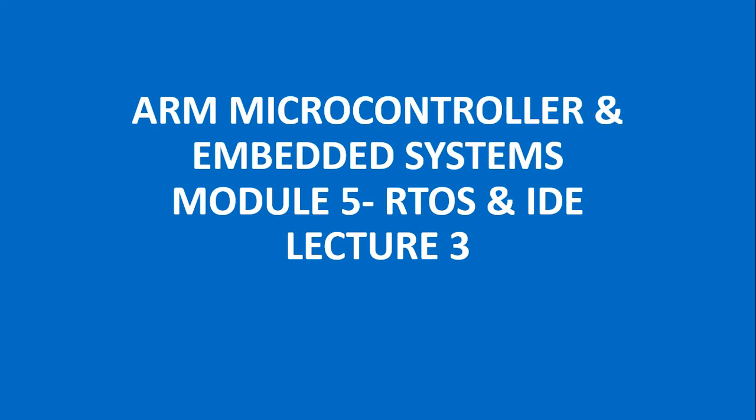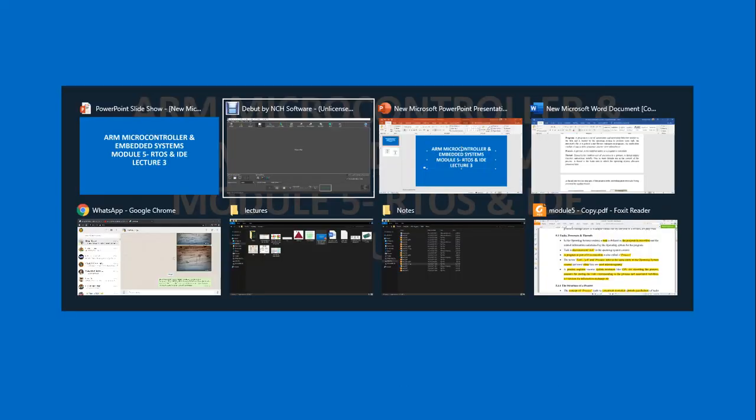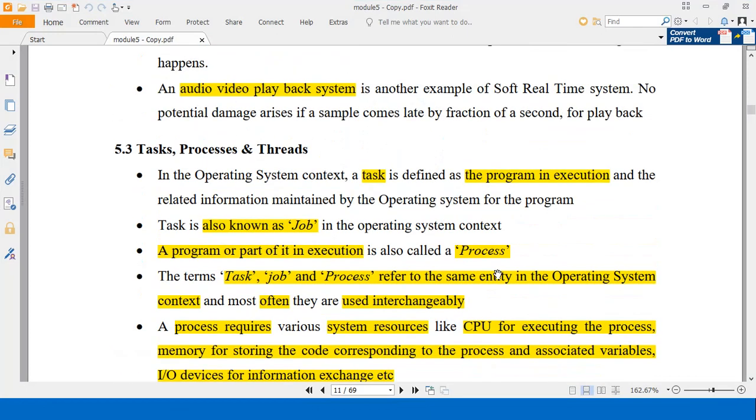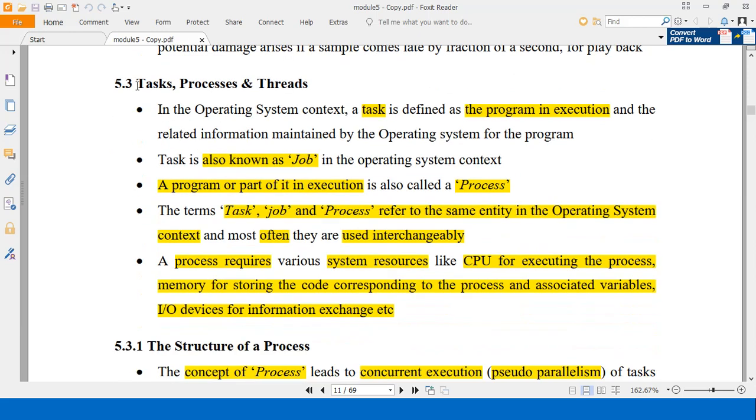Welcome to lecture 3 on module 5 of ARM microcontroller and embedded systems. In the previous lecture we discussed the real-time kernel, the services provided by a real-time kernel, how it is different from the general purpose kernel, and the types of real-time systems. Now today we shall discuss tasks, processes and threads.